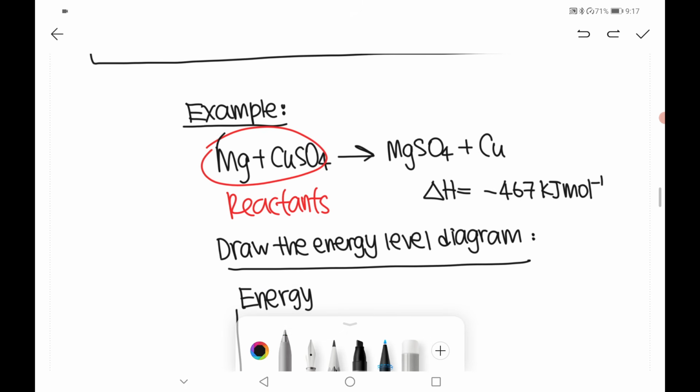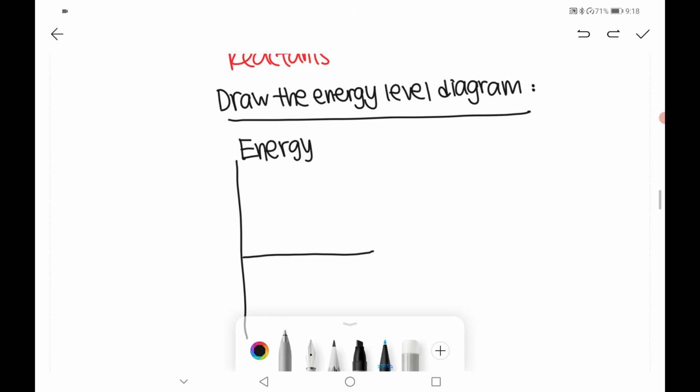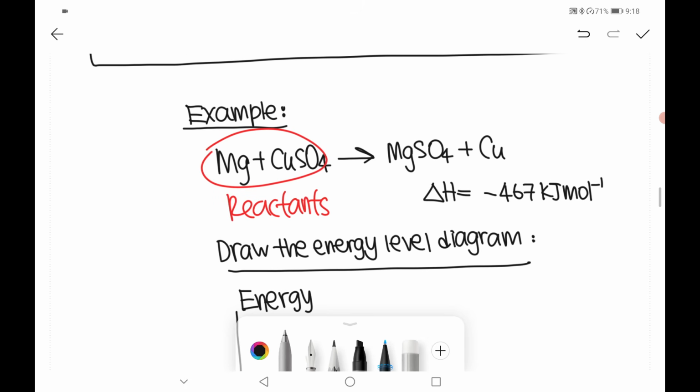So we copy these two things into here. So we put Mg plus CuSO4. Okay, so now we are done with this.